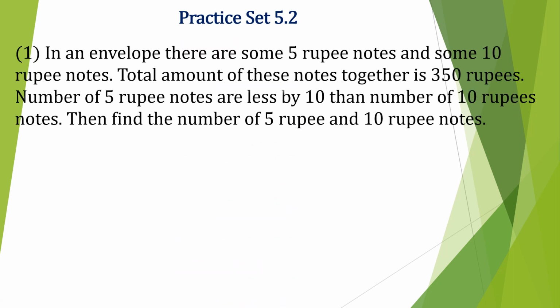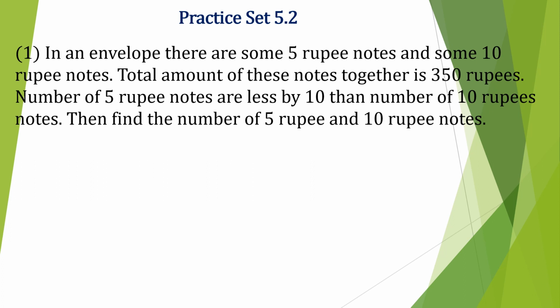So practice set 5.2. What is given in the first question? In an envelope, there are some 5 rupee notes and some 10 rupee notes. The total amount of these notes together is 350 rupees. The number of 5 rupee notes is less by 10 than the number of 10 rupee notes. Then find the number of 5 rupee and 10 rupee notes.